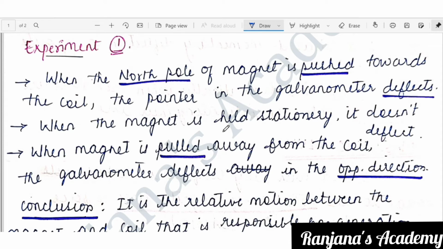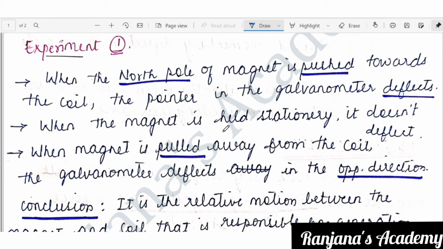When the north pole of a magnet is pushed towards the coil, the pointer of the galvanometer deflects. What do you mean by the galvanometer deflects? It indicates the presence of current. Now, when we keep the magnet stationary, that means you're not going to move the magnet, it is fixed at one position. What happens to the galvanometer? It doesn't show any deflection. This means that the coil is not carrying any current at that instant.